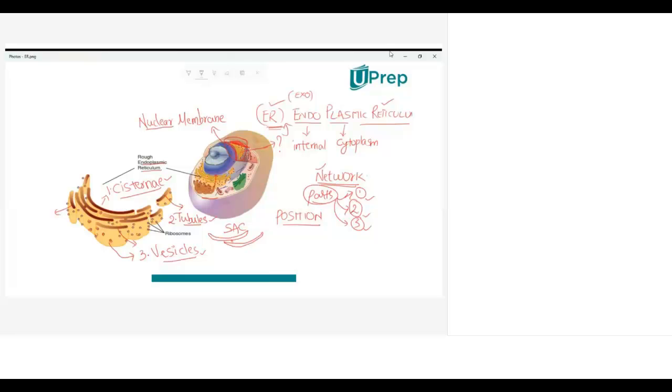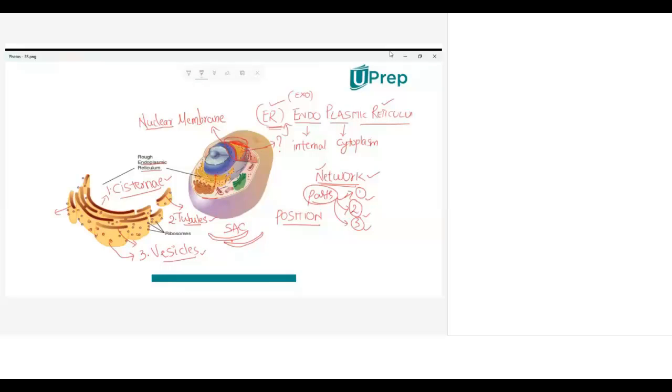So how can you justify the word? Analytical approach: endo, within; plasmic, cytoplasm of the cell; reticulum, you have a network of structures like this. And when you zoom out, it will be like this. So we have three parts which form a network-like structure called the endoplasmic reticulum. This is the structural aspect and the position.